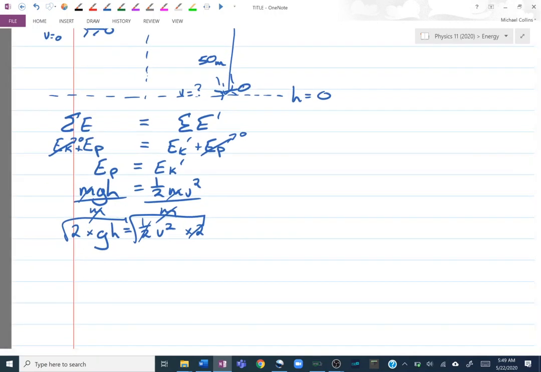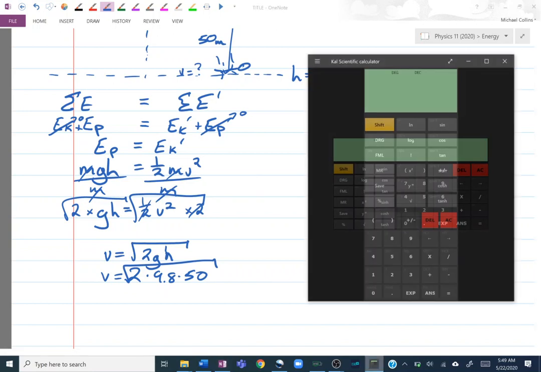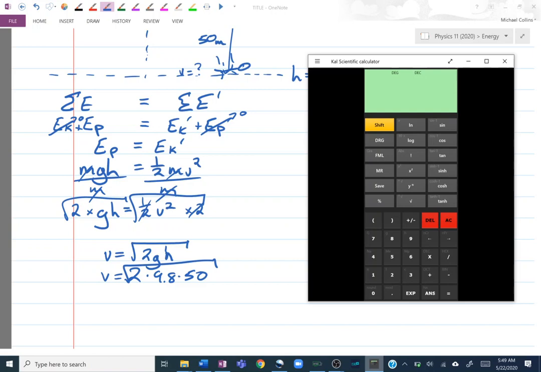And I end up with v is equal to root 2gh, or v is equal to the square root of 2 times 9.8 times 50. You should be able to pull out your calculator and plug your numbers in. I end up with the square root of 2 times 9.8 times 50. And I end up with 31.3 meters per second.